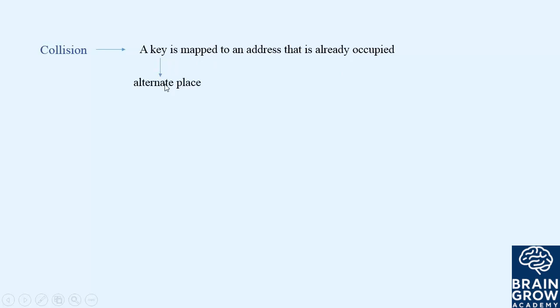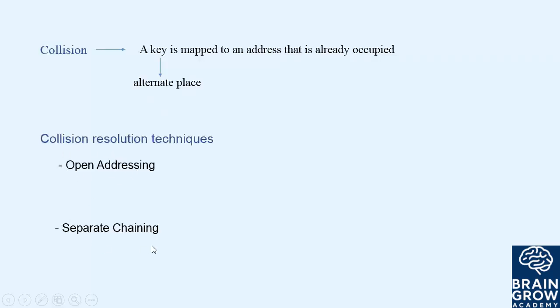In the introduction lecture, we had seen that a collision occurs when a key is mapped to an address that is already occupied. Now since we cannot place this key at the address given by the hash function, we need to find an alternate place for the key. And for this, we can use one of these two collision resolution techniques, open addressing and separate chaining. First, we'll learn about open addressing.